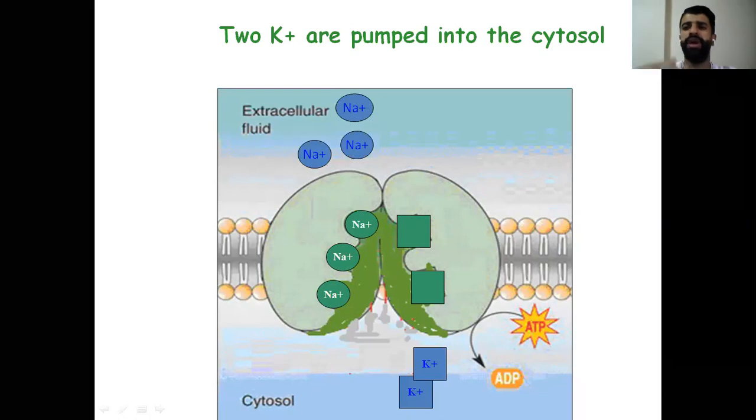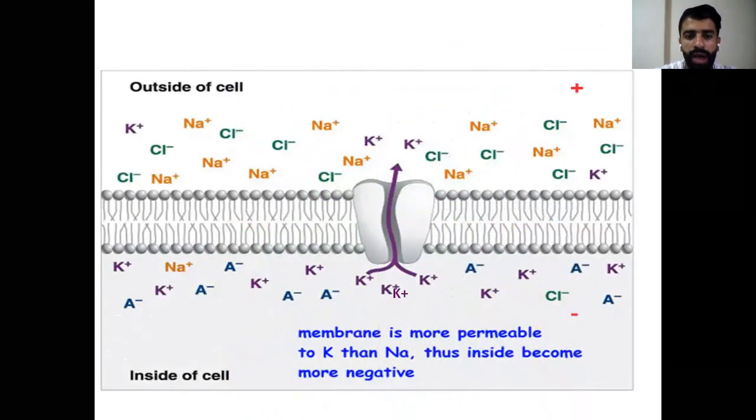And by this time, we will move to the negatively charged medium. Okay? The membrane is more permeable to K+ than Na+, thus the inside will become more negative. This allows the entry of K+ and the exit of Na+. So Na+ goes to the outside, K+ enters to the inside, and thus the inside will be more negative.